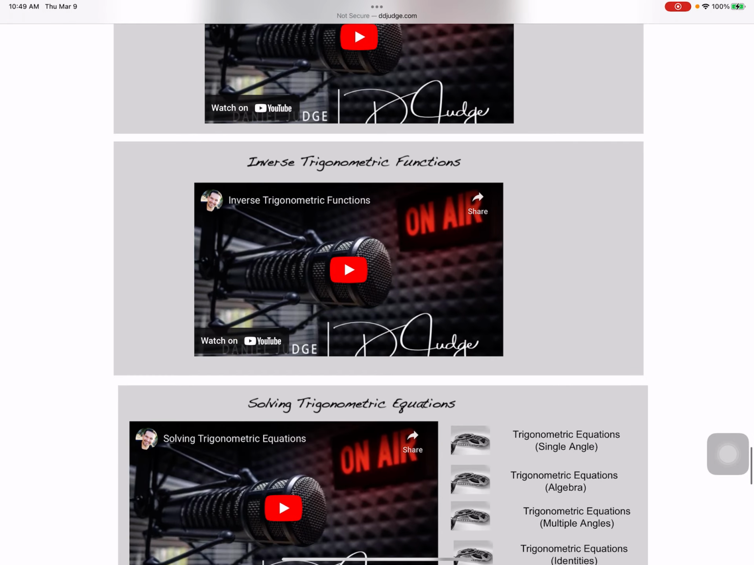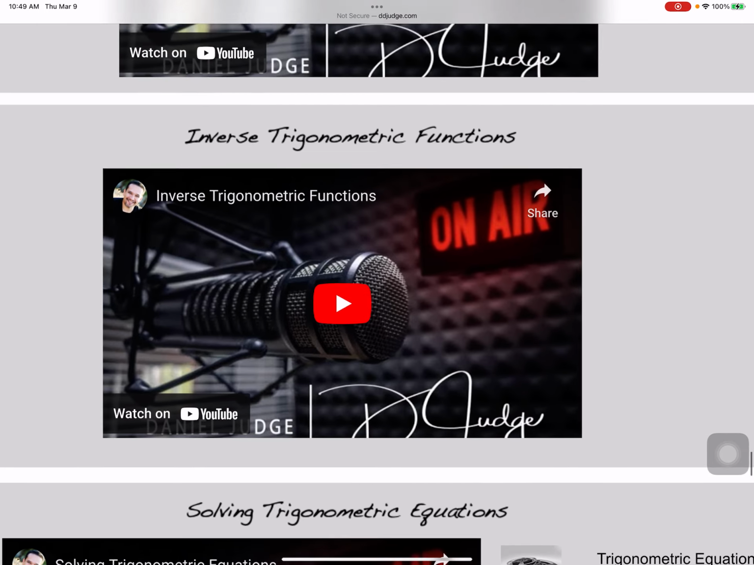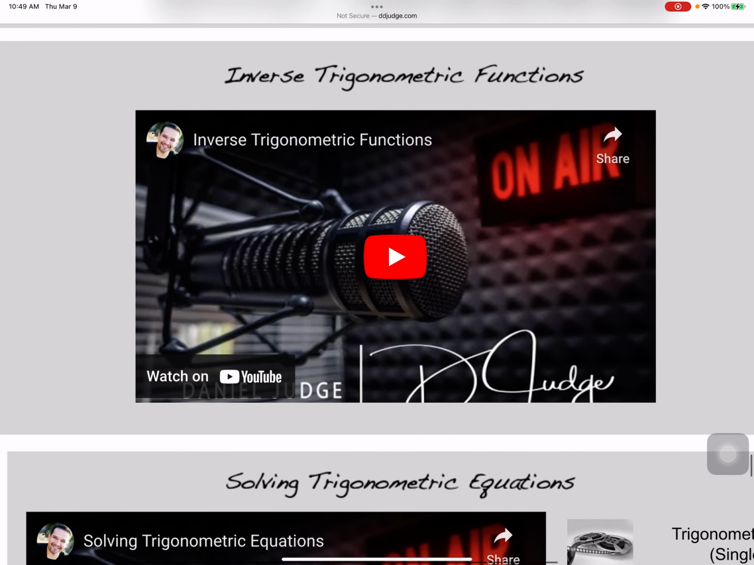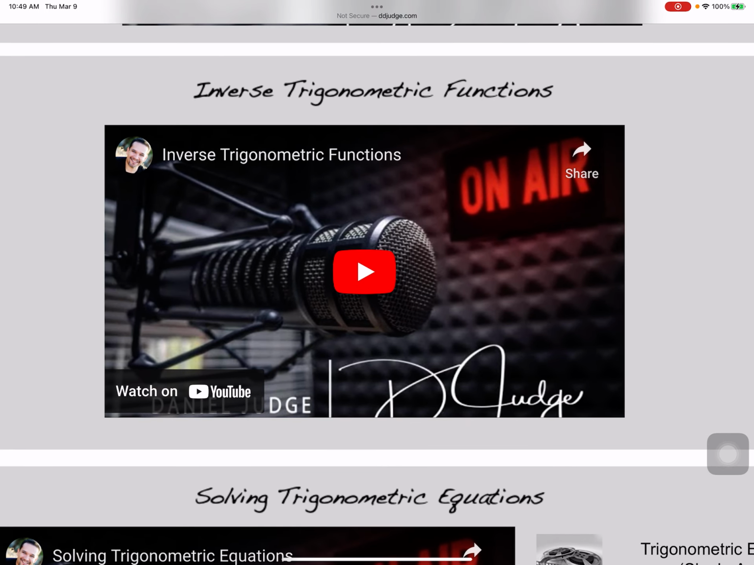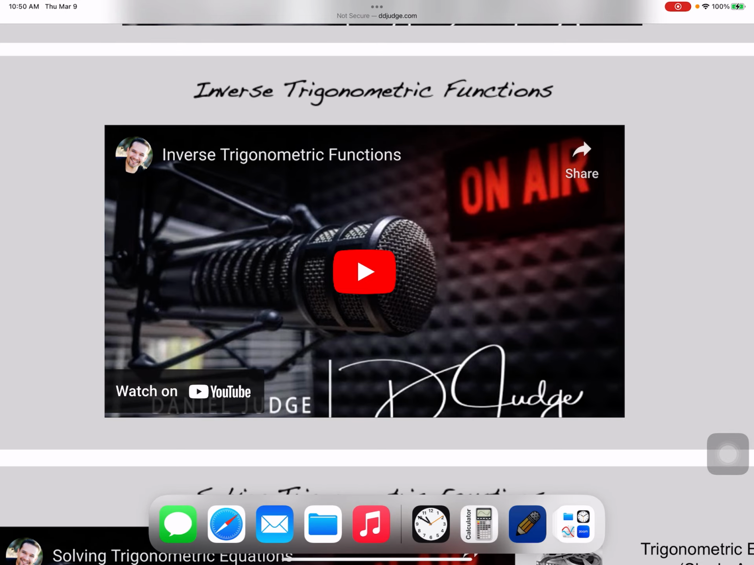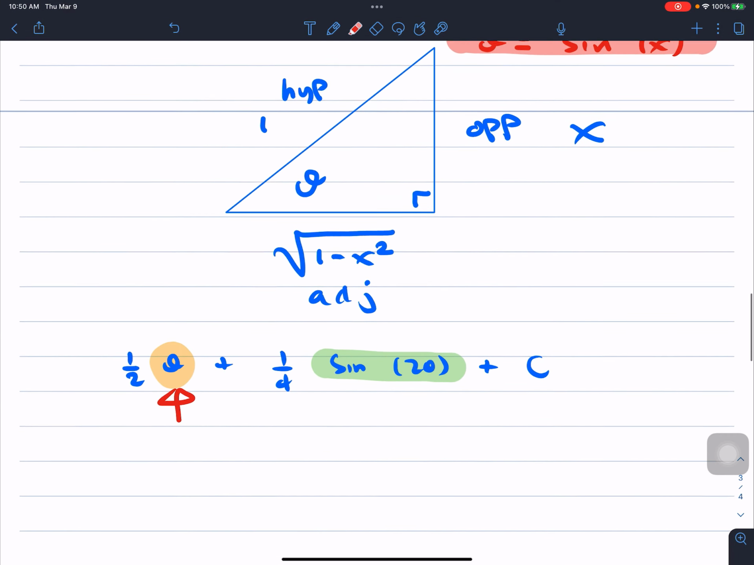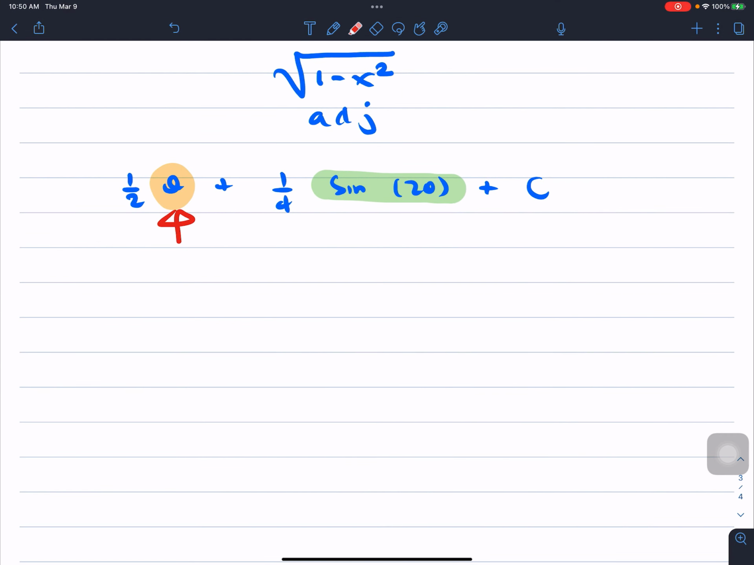And then, what do we have here? Inverse trig functions. I have lectures on the inverse trig functions, so in case you want to review that too, there it is for you guys. All righty. Good job. So I want to remind you guys, theta is really what? Inverse sine.